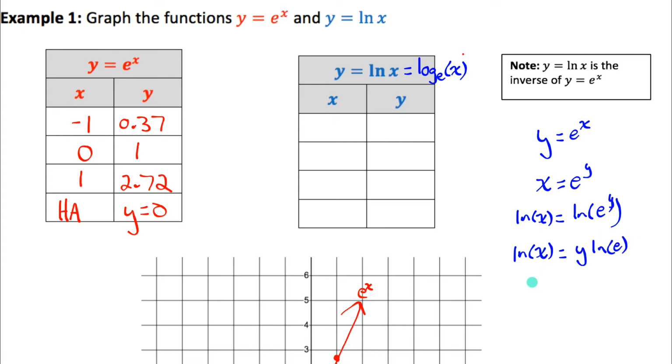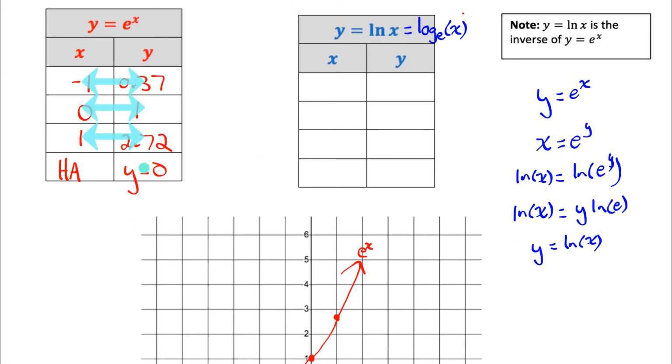And then remember, ln e is just 1. So on the right side, I have y times 1, which is just y. So I have y equals ln x. So that's the inverse function. Ln x is the inverse of e to the x. And for inverse functions, all we have to do is swap their x and y coordinates.